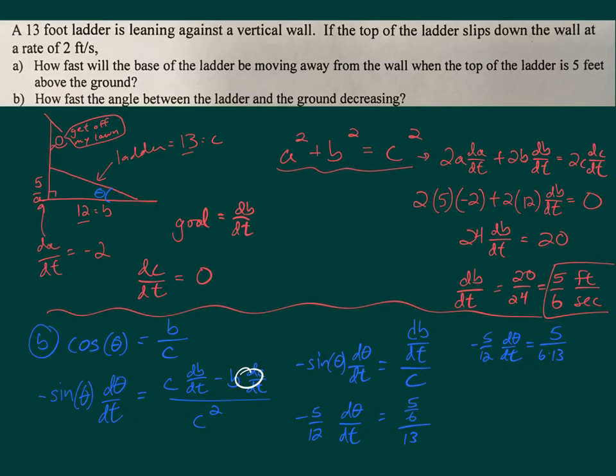Lastly, I want to multiply by the reciprocal of this thing, so I'm going to multiply by the negative 12/5, and these 5's will cancel, and this 12 will reduce with the 6 as a 2, and so d theta/dt will be negative 2/13, and theta is going to be measured in radians per second.